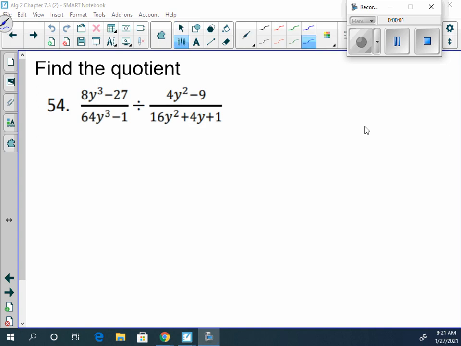All right, so we're looking at this one here. We're going to find the quotient of these here. Now, again, like we talked about yesterday, when we find the quotient, it's not too different from what we did with multiplication.